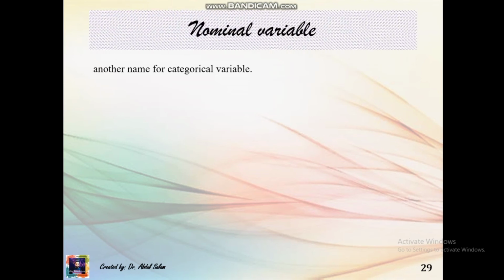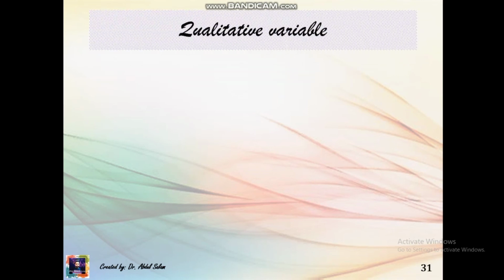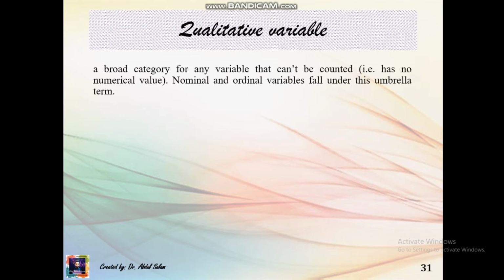Next we have nominal variables, another name for categorical variables. Ordinal variables are similar to categorical variables, but there is a clear order. For example, income levels of low, middle and high could be considered ordinal. Next we have qualitative variable, a broad category for any variable that can't be counted, that is, has no numerical value. Nominal and ordinal variables fall under this umbrella term.